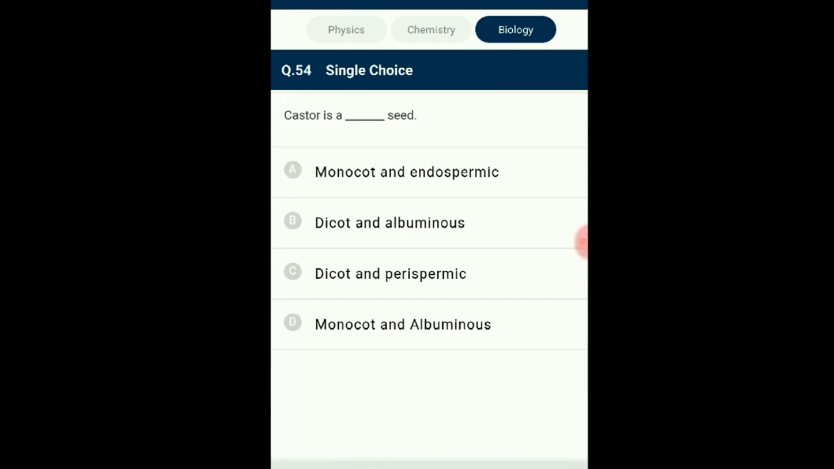Question number 54. Castor is a dash seed. Castor is a dicotyledonous plant having seeds containing two cotyledons. Castor possesses endosperm, hence it is called albuminous or endospermic seed. Hence castor seeds are dicot and endospermic, that is albuminous seed. So the answer is option B, dicot and albuminous.